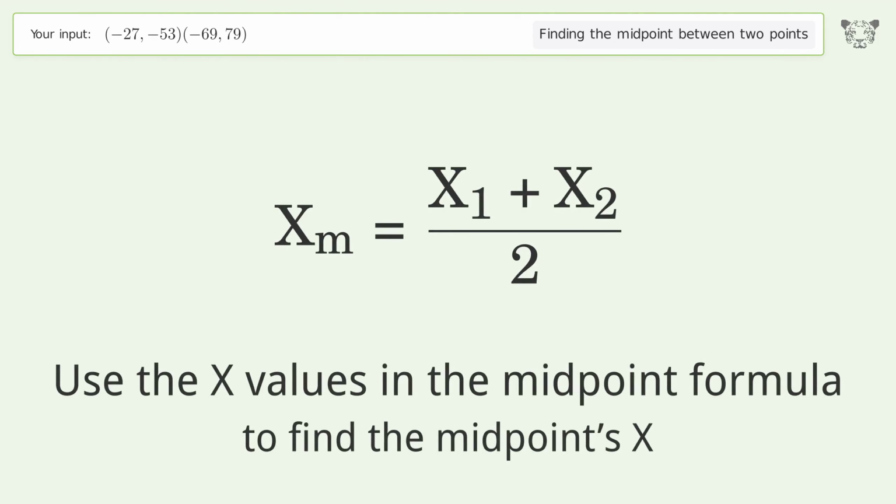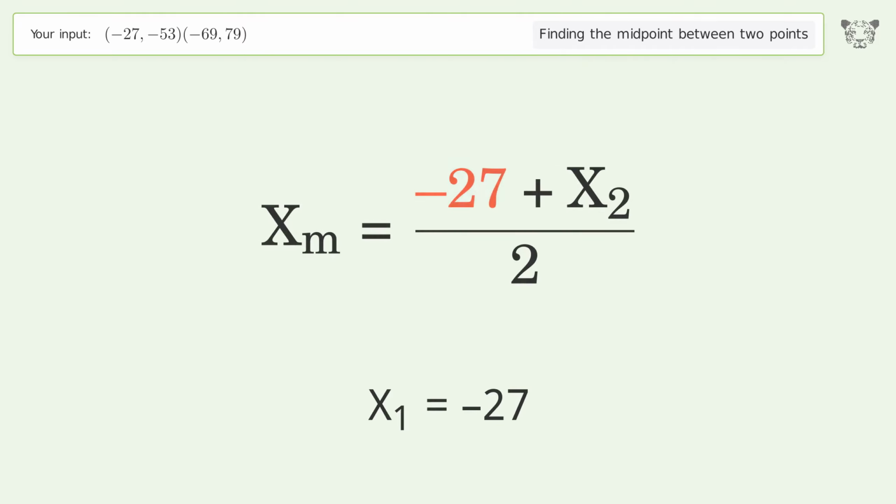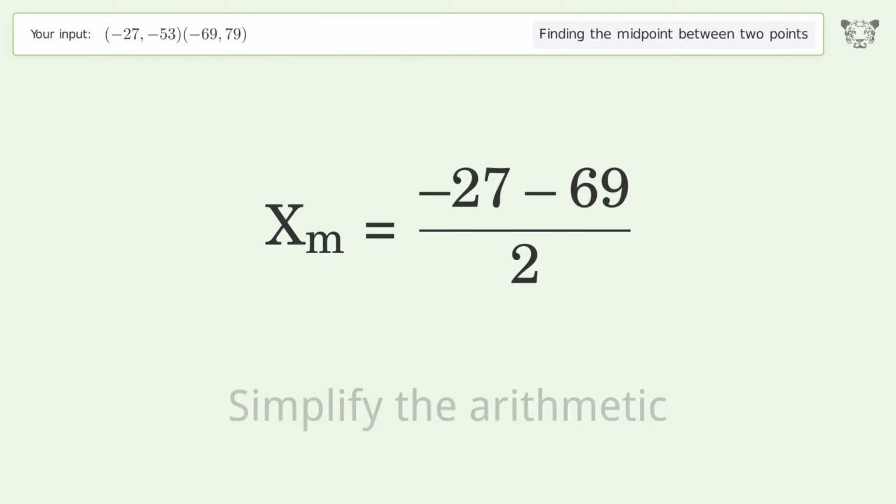Use the x values in the midpoint formula to find the midpoint's x. x1 equals negative 27. x2 equals negative 69. Simplify the arithmetic.